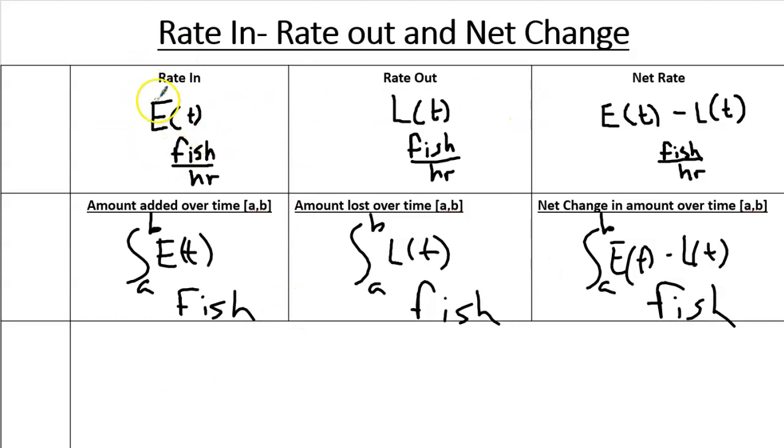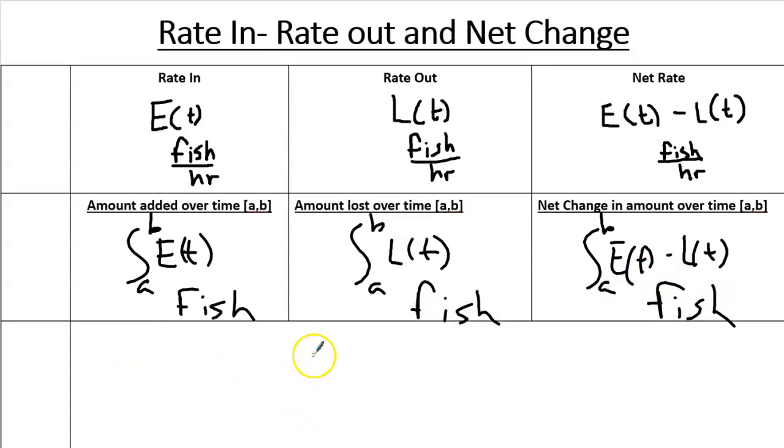So we have our rates. This is how fast the fish are entering, this is how fast the fish are leaving, and this is the total rate of change of the number of fish in the lake at any time. This tells you how many fish entered in a time period. This tells you how many fish left in a time period. And this tells you the total change in the number of fish in that time period.